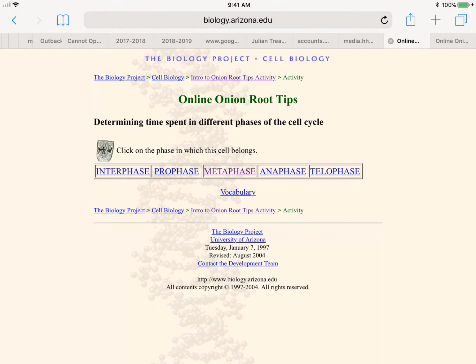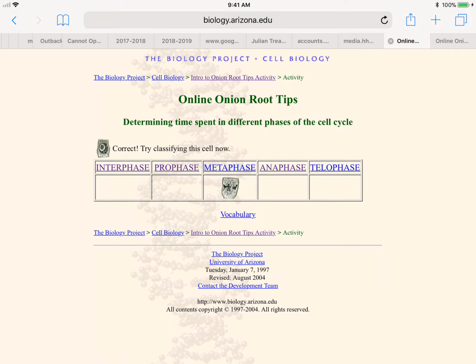We can hit next. And this brings you to where you're going to start to work. On this page, you should see a cell that shows up. It is currently above the word interphase. And you have to determine which phase this cell is in. Well, I'm seeing the chromosomes. Those are the little black parts, at the middle part of the cell. So I'm guessing that that means they're going to be in metaphase. And if I click on metaphase, it tells me correct. And it places that cell in the metaphase column, so I can come back and count it later.